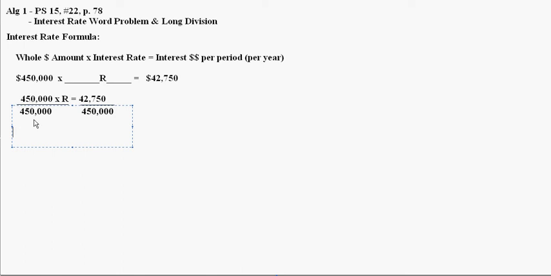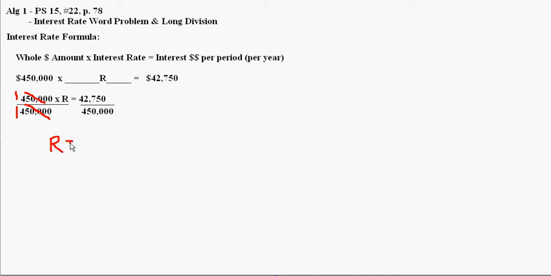And that is going to then let us do this. We're going to cancel out these 450,000s. That canceling out is a simple way of saying 450,000 goes into the numerator once and leaves R, and 450,000 goes into the denominator once. So 1 over 1 times R is R.